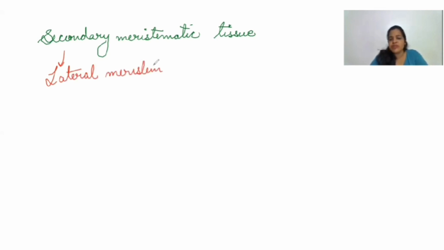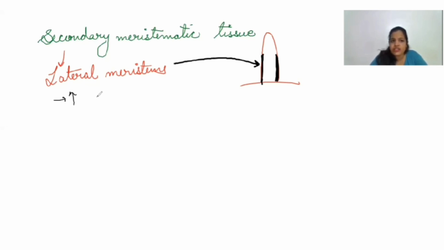Lateral meristems means what? Present laterally. So let's say this is the ground again, this is the shoot. Now on this shoot, laterally some meristematic tissue is present like this, longitudinally, laterally. These meristematic tissues are known as lateral meristems, and what their function is, they help to increase girth. Girth, also known as diameter.